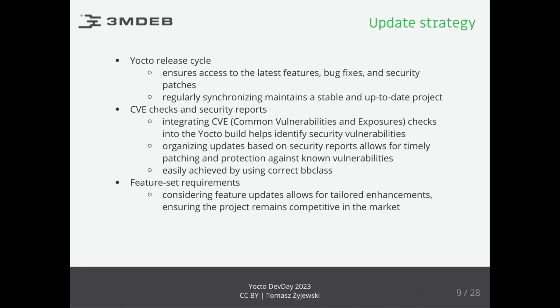The next thing is that we can use the CVE checks and security reports. So we can add some BB class to our project to constantly check if there are some security problems that our project needs to have fixed. And based on information from that report, we can decide if updates need to be done now or can be done later. And another scenario is the feature set requirements, so we can gather a bunch of features that we want to add to our project and then prepare the update so our project remains competitive in the market.